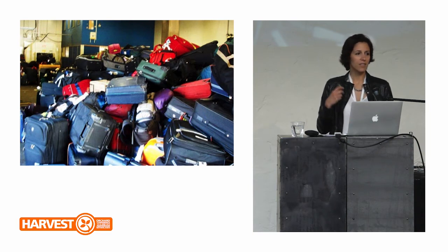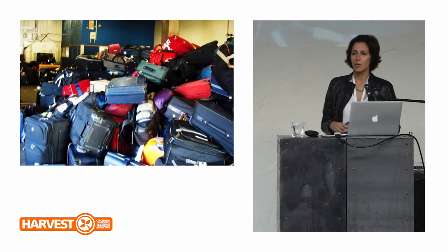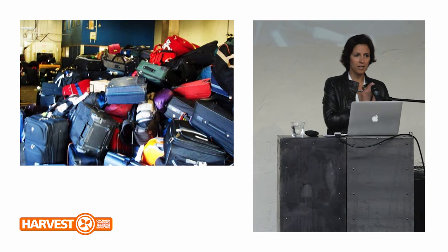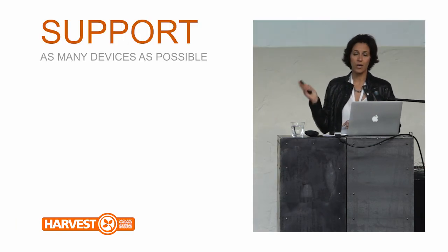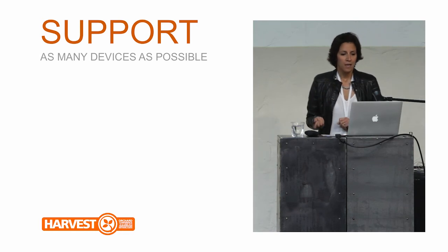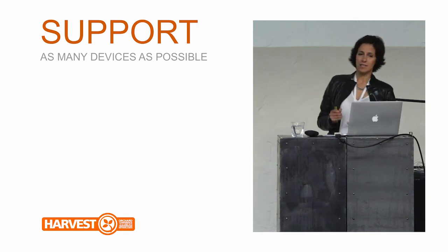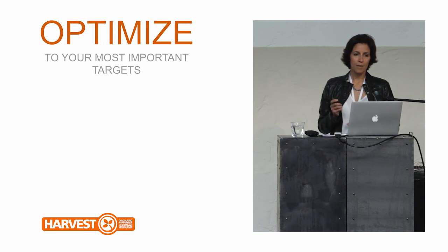So we have to start thinking adaptive. We have to start thinking of ways of delivering the right content and the right experience to each type of user. And this is the way we have to do it in the future. We have to support as many devices as possible, but we have to optimize for the ones that care the most, okay?